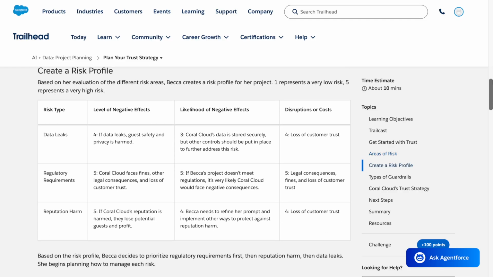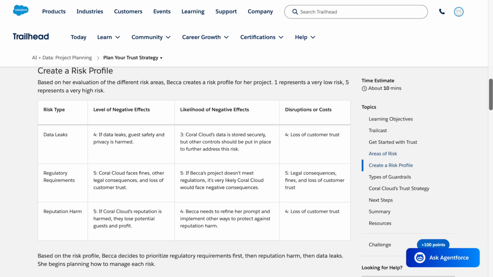Create a risk profile. Based on her evaluation of the different risk areas, Becca creates a risk profile for her project. 1 represents a very low risk. 5 represents a very high risk. Risk type: data leaks. Level of negative effects: 4. If data leaks, guest safety and privacy is harmed. Likelihood of negative effects: 3. Coral Cloud's data is stored securely, but other controls should be put in place to further address this risk. Disruptions or costs: 4. Loss of customer trust.